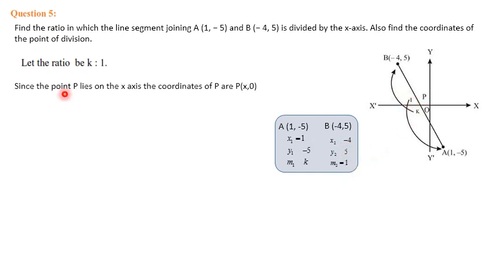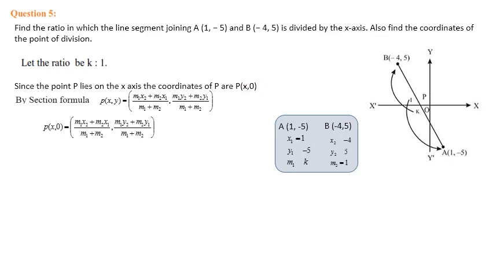Then since the point P lies on the x-axis, the coordinates of P are (x, 0). This is the general form of a point on the x-axis: only the x value will be there, the y value becomes 0. The y value is always 0 for a point on the x-axis. So by using the section formula, P(x, y) is equal to ((m1x2 + m2x1)/(m1 + m2), (m1y2 + m2y1)/(m1 + m2)). Here, in this condition, x is x itself and y value is 0.